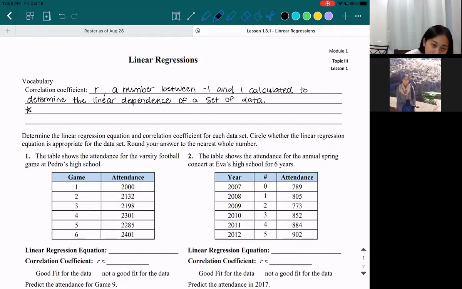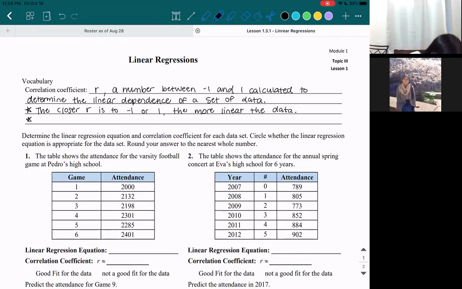So over here, I want you to make a note that the closer r, remember r is the correlation coefficient, so we're using the letter r. The closer r is to -1 or 1, the more linear the data.